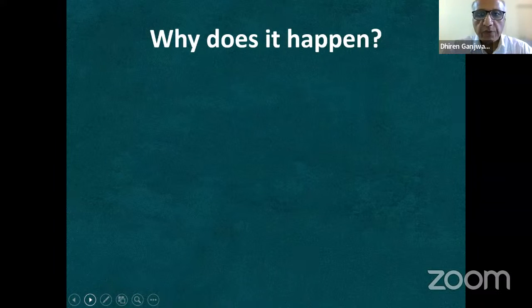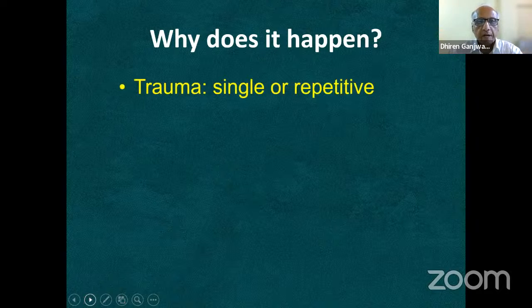The next question, which is very important, and which everyone asks in the exam also, is why does it happen, or the etiology. Let me tell you very frankly that we don't have a clear understanding. We still propose a lot of possibilities, so let us see them one by one. The first is trauma. It's either a single major trauma or micro repetitive trauma. Both of these are considered to be causes of this condition.